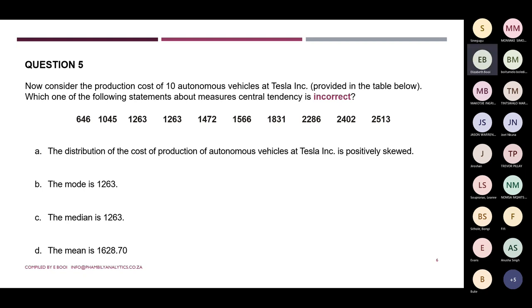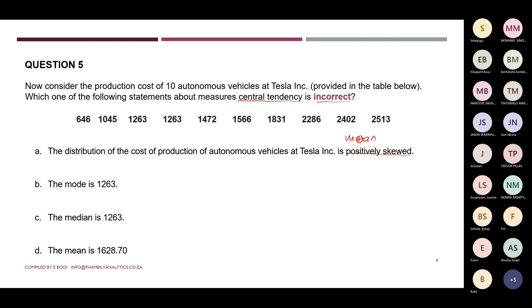Question 5. Now consider the production cost of 10 autonomous vehicles at Tesla provided in the table below. Which one of the following statements about measures of central tendency is incorrect? The first one says the distribution of the cost of production of autonomous vehicles is positively skewed. Therefore, it means what they are saying here.